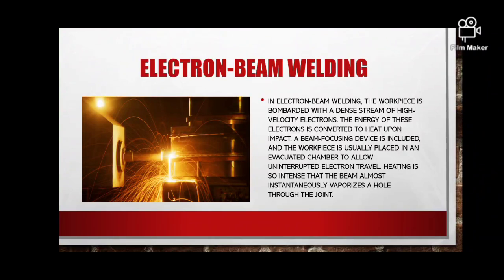Electron beam welding. In electron beam welding, the workpiece is bombarded with a dense stream of high-velocity electrons. The energy of these electrons is converted to heat upon impact. A beam focusing device is included, and the workpiece is usually placed in an evacuated chamber. The heating is so intense that the beam almost instantaneously vaporizes a hole through the joint.